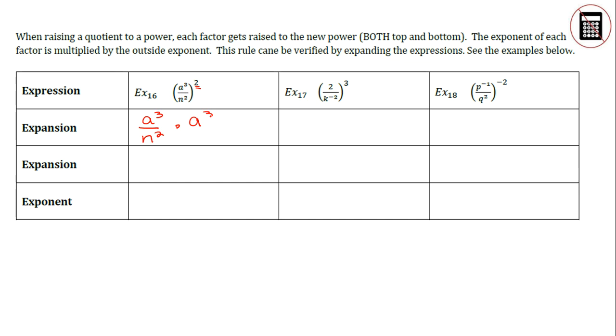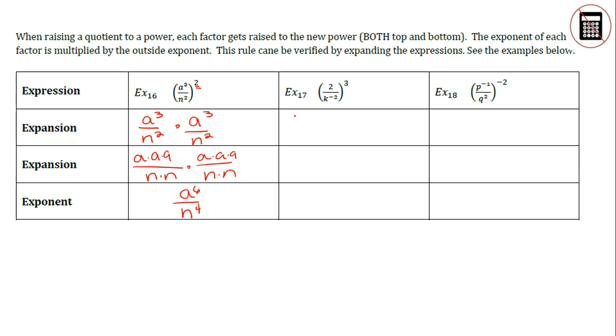Now let's expand each of those. So I'm going to have a times a times a over n times n times a times a times a over n squared. So on the top, we have a to the 6th, and in our denominator, we have n to the 4th.